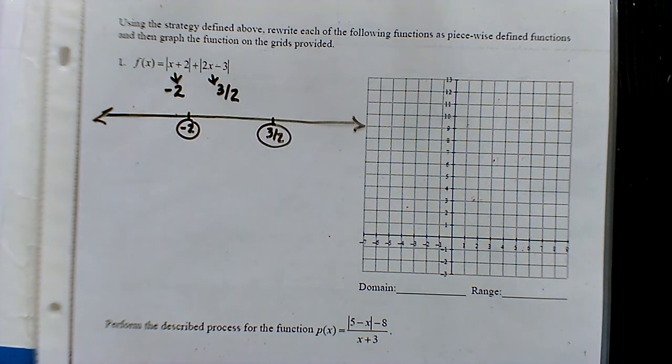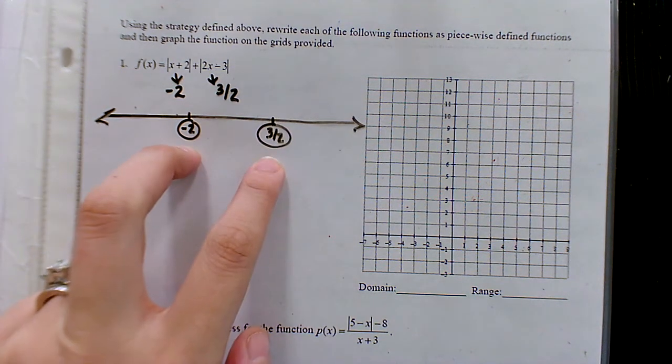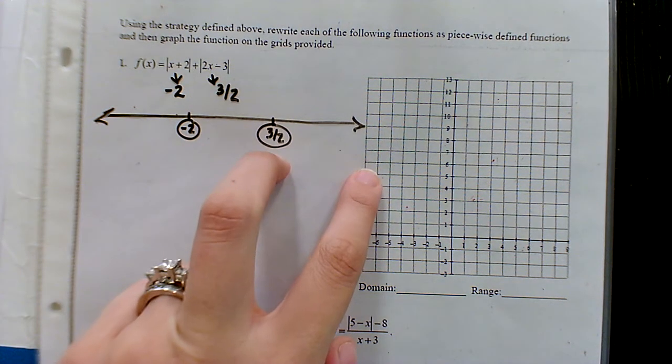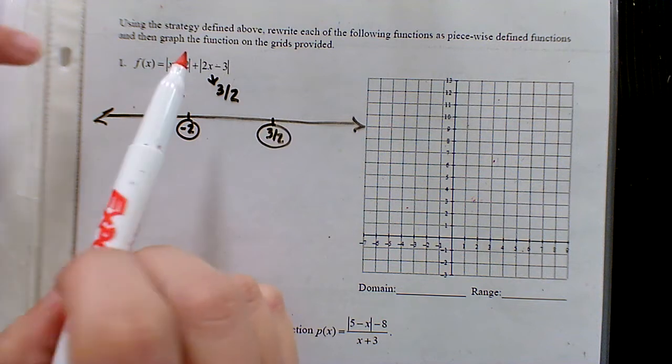So in this case, we're creating 3 intervals. We have -infinity to -2, in between -2 and 3/2, and then 3/2 to infinity. Let's continue with this number line. What else do we have to fill in on this number line? Yeah. You have to put each piece of the equation in parentheses instead of absolute value.